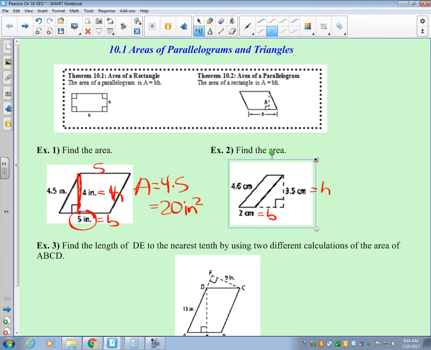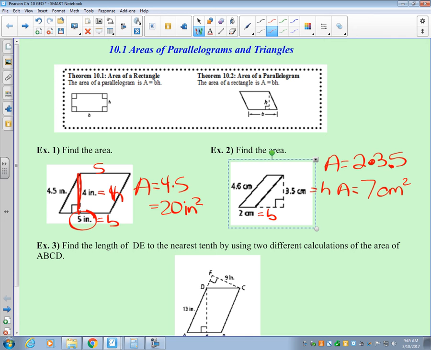So Jack, what is the area of example 2? Yep, 7 what? Centimeters squared. Centimeters squared. Nice.